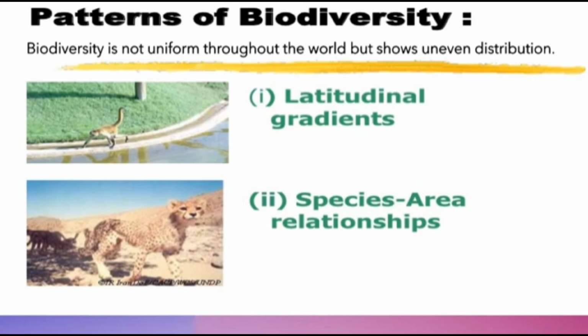The two reasons responsible for the uneven distribution of biodiversity are: one is the latitudinal gradient, the other is the species area relationship. So let's understand what this latitudinal gradient and species area relationship are.